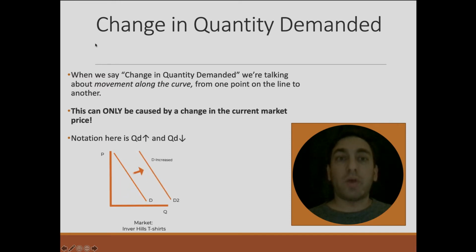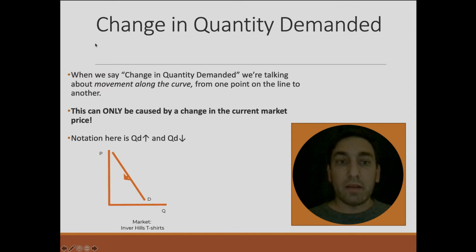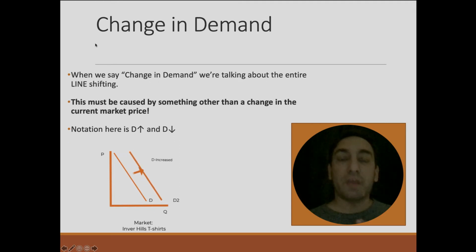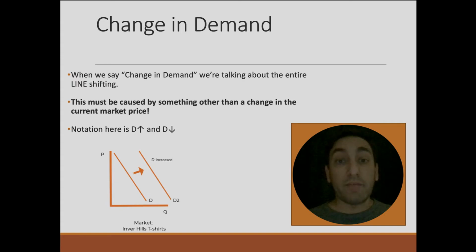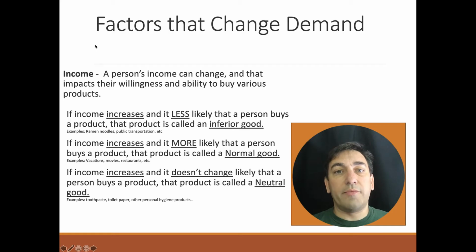Next, we're talking about a change in demand. A change in demand is when the entire line shifts. It can't be caused by a change in price. It has to be caused by something else. We're going to get into that something else in a second. So now that we have an idea of what demand and quantity demanded are, let's talk about some of the things that can shift demand.